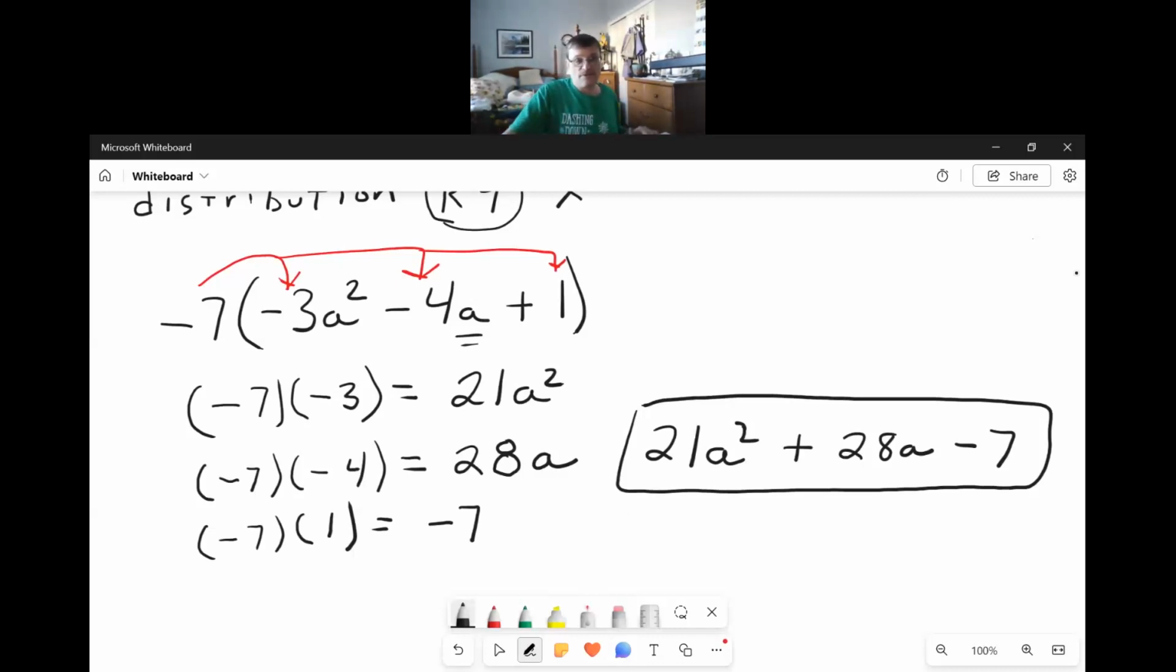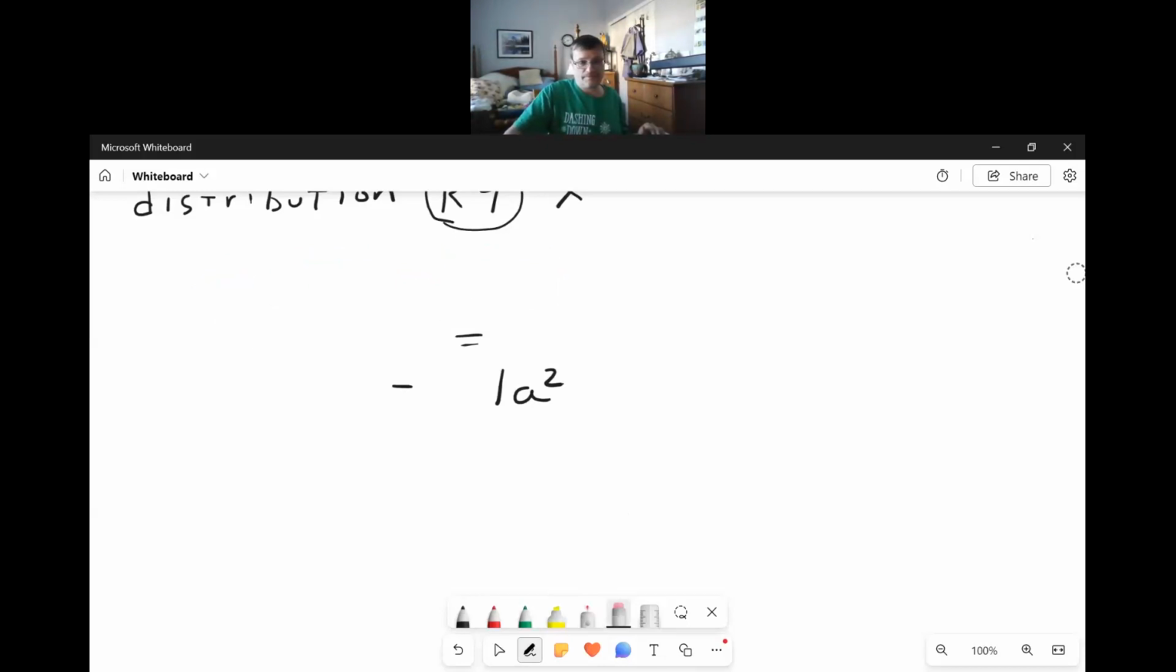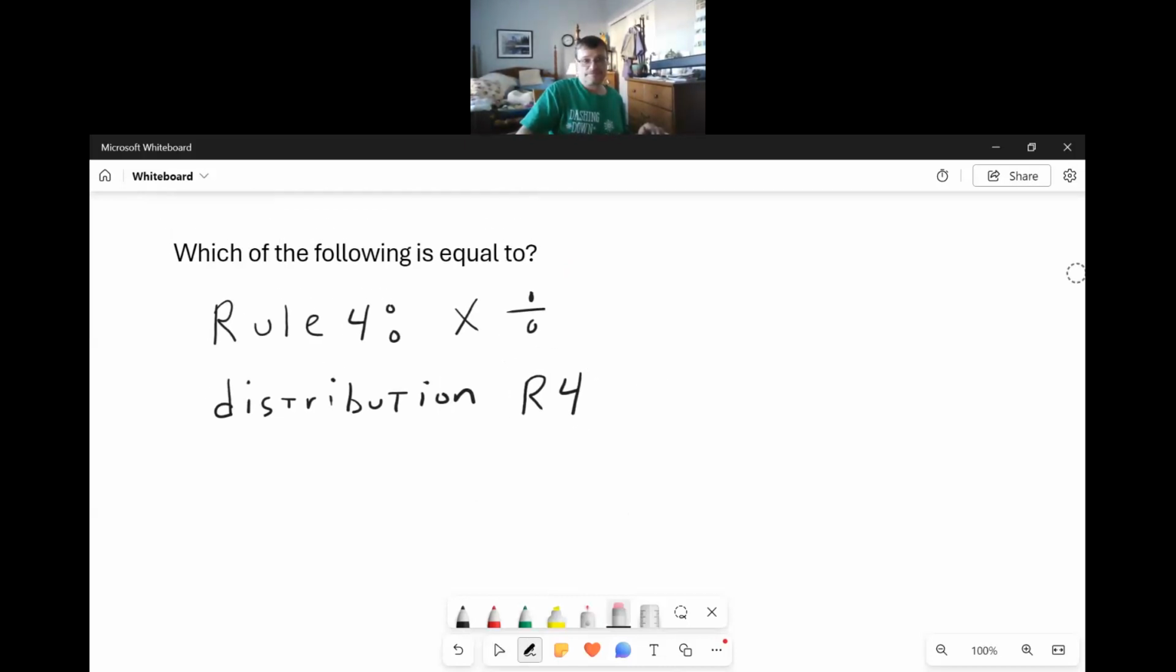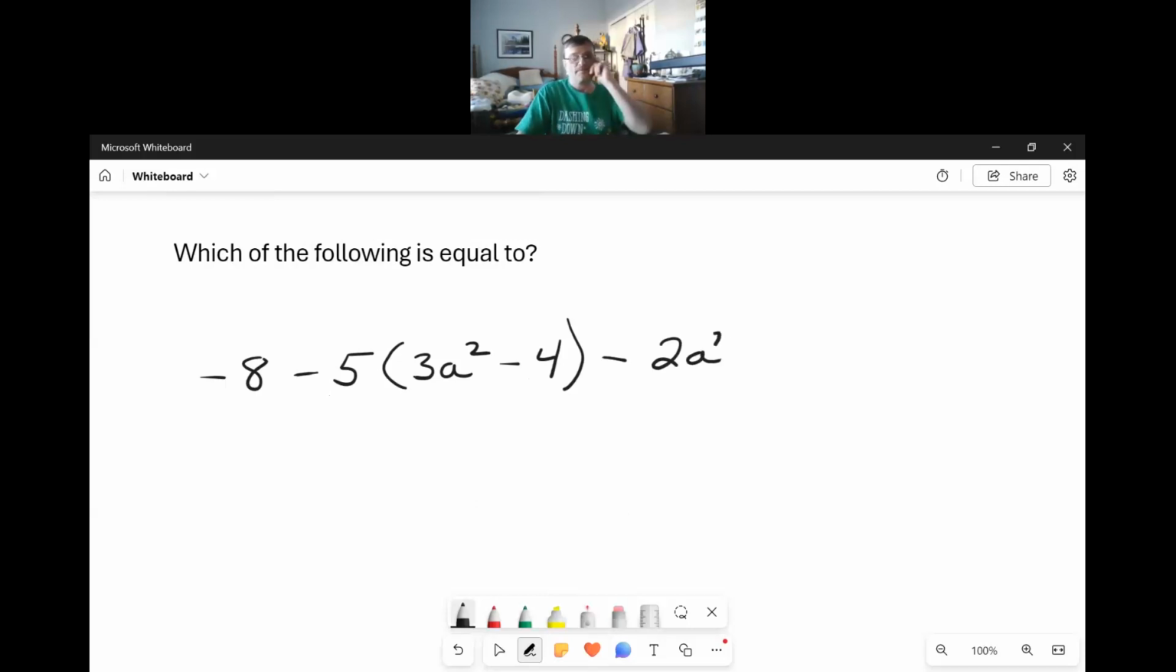Okay, let's go on and take a look at doing distribution with combining like terms. Okay, let's say we've got negative 8 for the front runner here, minus 5 times the quantity 3a squared minus 4, close the parentheses, and then minus 2a squared. All right, that's enough over there.